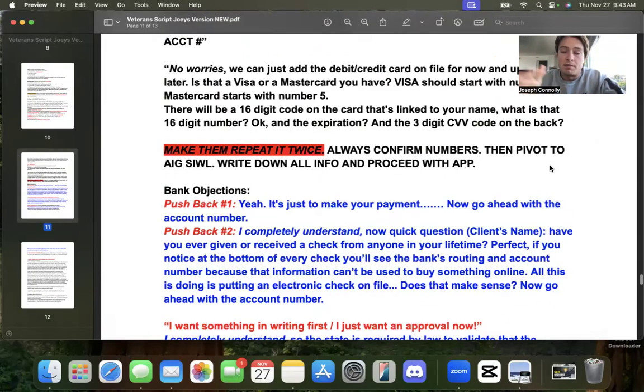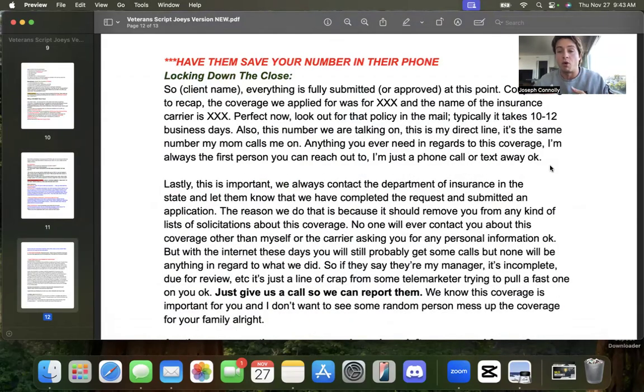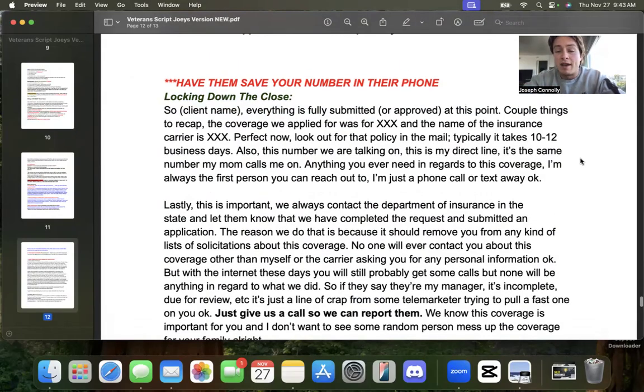All right. So blah, blah, blah, text codes, fill out the application, get that all done. So once it's submitted, or if you're not doing it while you're on the phone with them, and you have to do it later, then you just skip to this part. So, all right, Mr. Bob. At this point, everything is fully submitted and approved, if it's approved. Don't say that if it's not approved yet.